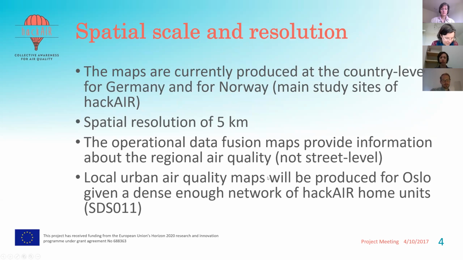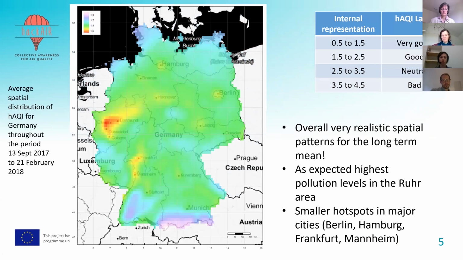These local urban air quality maps we are producing for Oslo when we have a dense enough network of these hackAIR Home units, the SDS-011s. Then we can do this, and we can provide more spatially fine-grained estimates, and I will show a couple of slides at the end about this. But first, let's talk about the country-level estimates. Here's a map of, this is actually a long-term average map of the hackAIR data fusion maps.